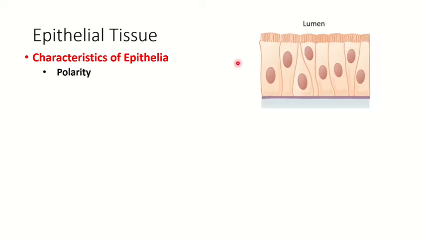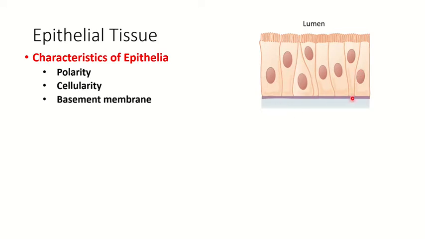Characteristics of epithelial tissue: one is polarity, so it means that one side is different than the other side. This is the lumen, or inside the hollow organ. So this can be microvilli or it can be cilia. So this side is different than the other side. It is made of multiple cells. They are connected to each other. So this is why this cellularity is important for protection.